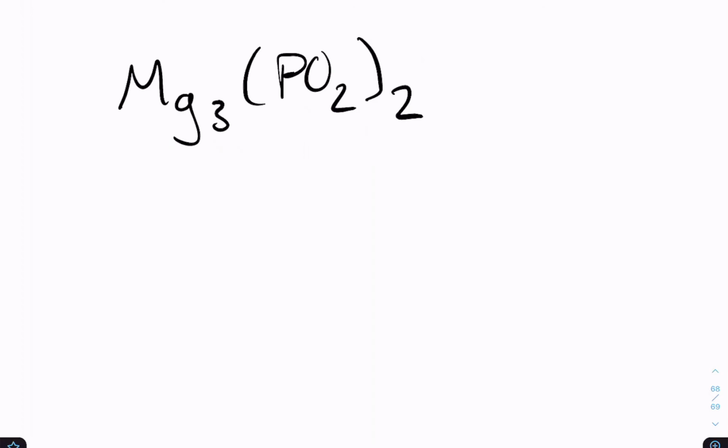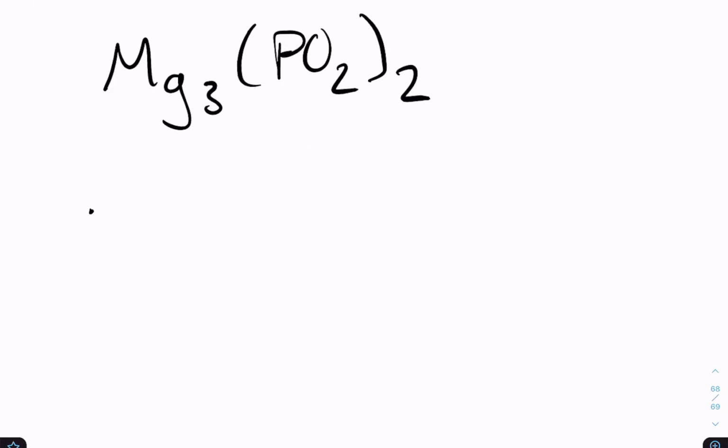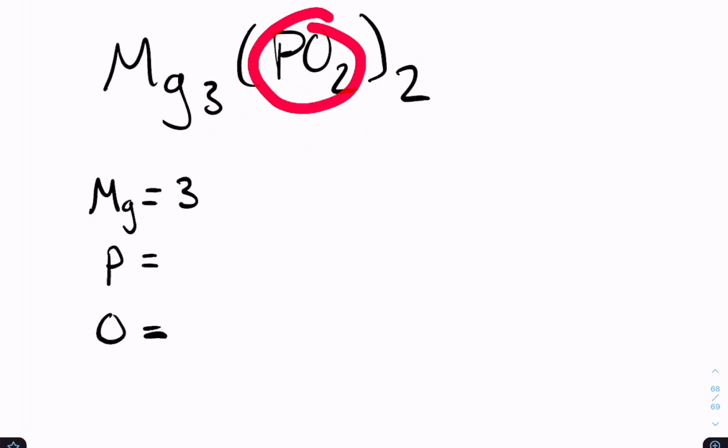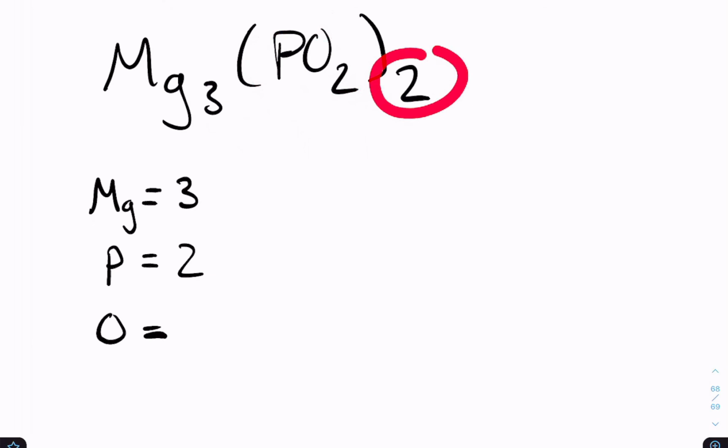Now, if we want to write the formula mass for this, we need to first write down how many of each element there are. And you might be tempted to skip this step. But especially for things in parentheses, so we have magnesium, phosphorus, oxygen, it can be easy to miss the multiplication, because there's 2 hypophosphite molecules. How many phosphorus atoms are there? There's 2. Because there's 2 in the parentheses, you have to multiply that by everything inside.